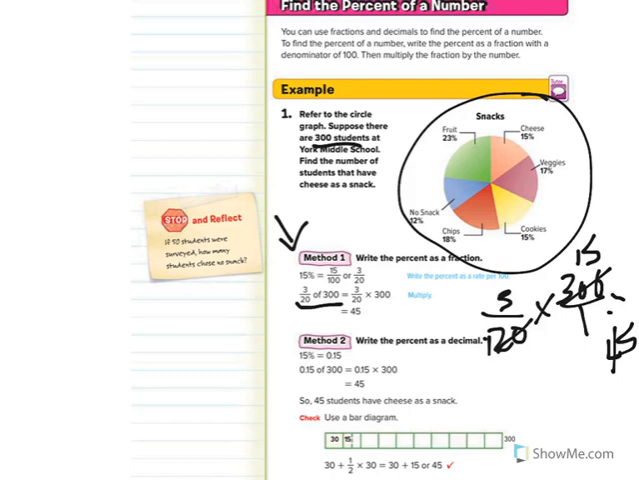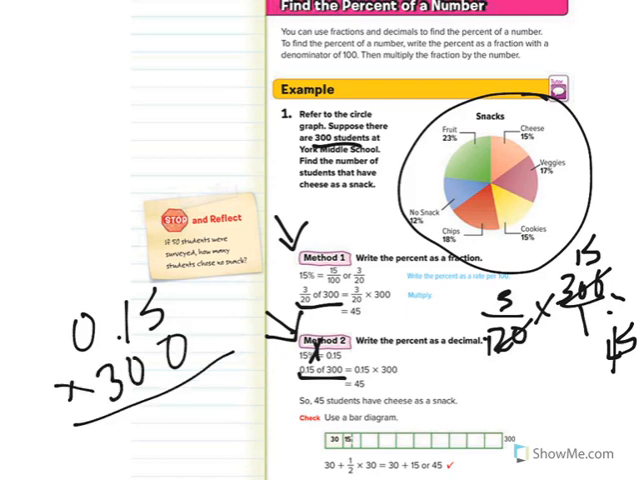Now, if you prefer not to work with fractions, if you don't really like fractions that much, you can also use decimals in order to solve this. You can take 15% and turn it into a decimal by getting rid of your percent sign and moving your decimal point 2 places to the left. So it becomes 0.15. And then you're still finding 15% of 300. Of means to multiply, so you have to do 0.15 times 300.